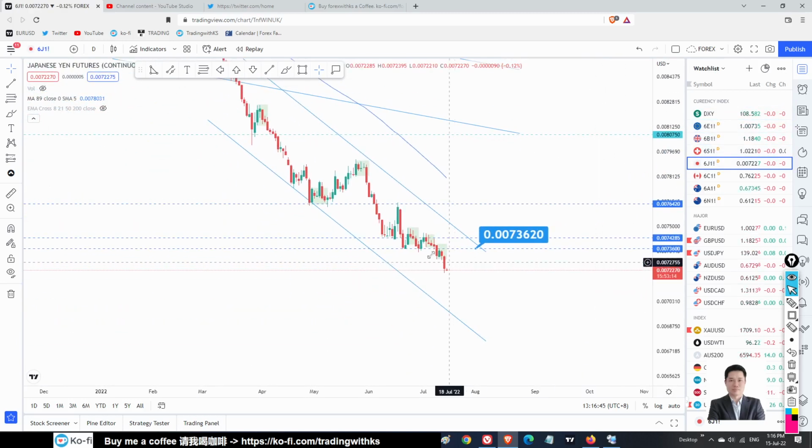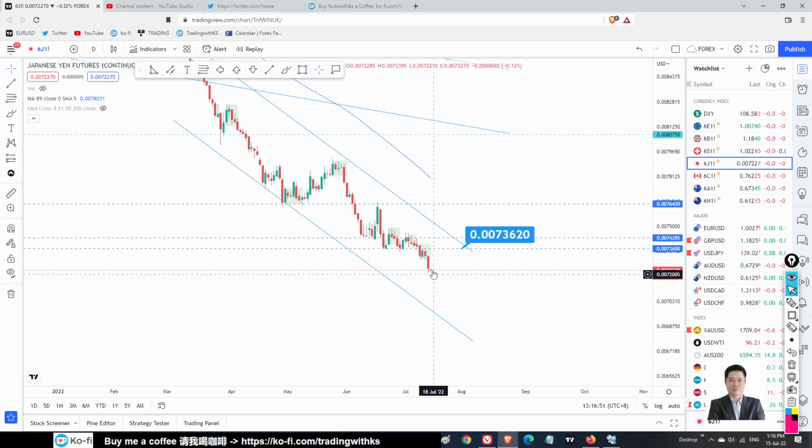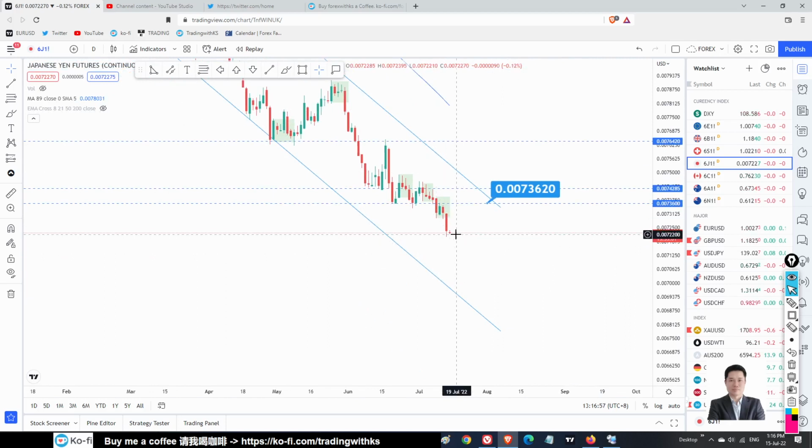Japanese yen is weak. Okay, after the price broke down, there should be some retracement before it goes up. So this one you have to be careful also, because today is Friday, the market is not moving. Normally after such a big move, there should be a slight retracement. Maybe a 50% retracement before the price continues to go down. So this one we have to wait and see.